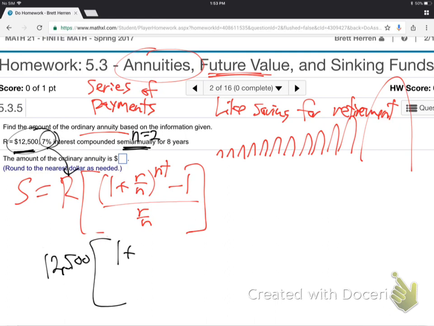R, the interest rate is 7%, so 0.07 over 2. Hey, is this the same problem that we just did? Almost exact, except for the number on the outside. Otherwise, it's the same, huh? N times T, and the number of years is, no, 8 years is the same too. Man, it's similar. Over 0.07 over 2.